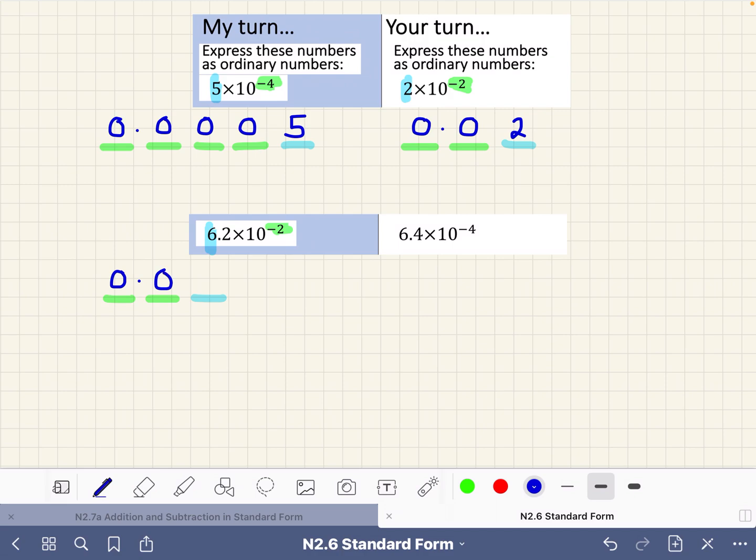0.0. We now reach the 6 and the 2 will go straight after it. So 6.2 multiplied by 10 to the minus 2 is equal to 0.062. Press pause while you try the your turn question.